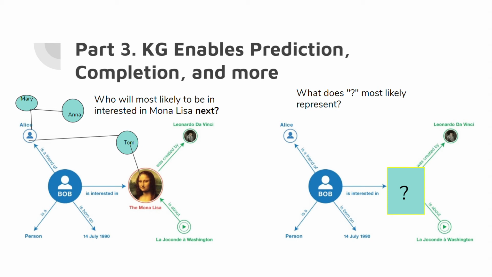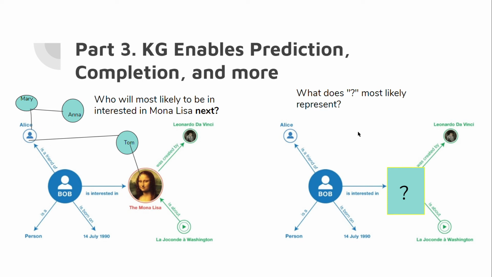So next, let us review some of the spirit behind applications of knowledge graph. First is prediction, as shown on the left hand side. In this example, we have Tom and Bob. They are interested in Mona Lisa, and Tom and Bob are friends of Alice, but not friends with Mary and Anna. We ask the question, who is most likely to be interested in Mona Lisa next? The answer, very heuristically, is of course Alice.